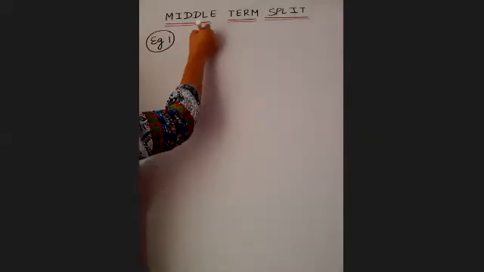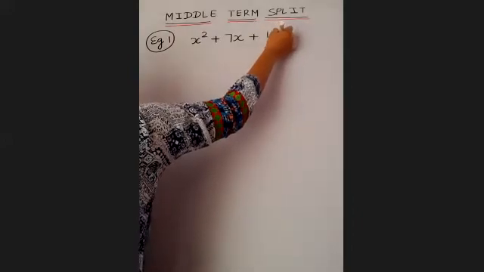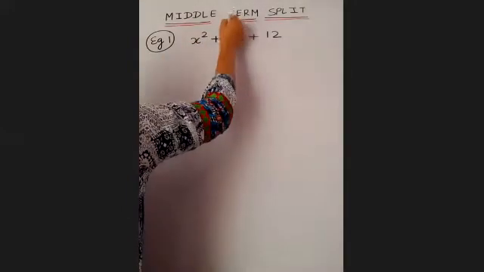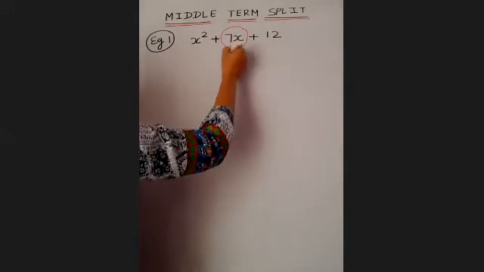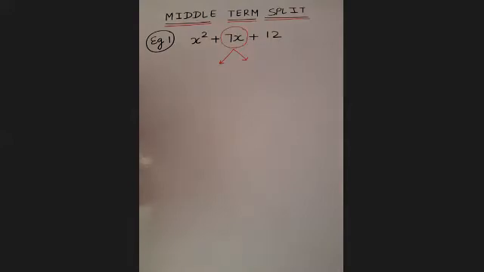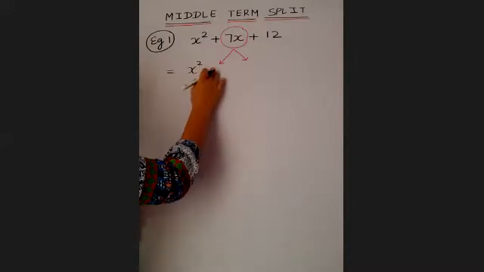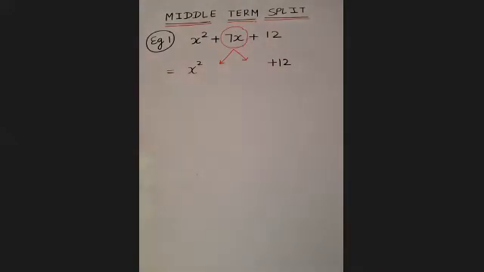Let us have x square plus 7x plus 12. Now, children, here the middle term is 7x. We have to split this middle term in two parts. Split means divide. So we are going to divide this middle term. We are not going to make any changes to the first term, which is x square. We are also not going to make any changes to the last term, which is 12.